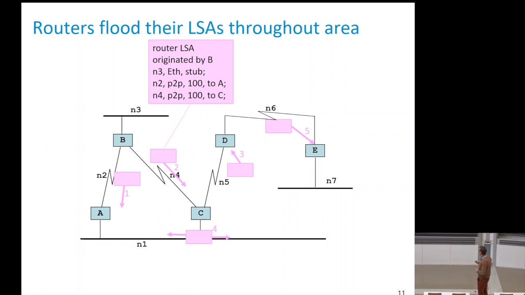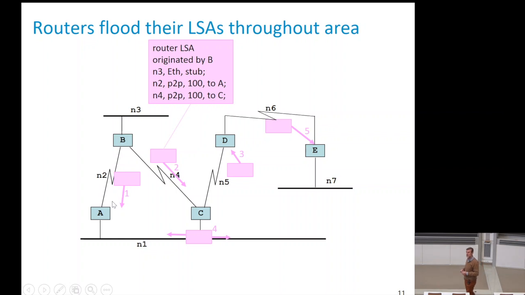Then, when B starts, it will flood its local information to all the neighbors. So, for example, it will send to A this information that is in its interface database. It will send it also to C. Now C will receive it from B, and flooding means both A and C will repeat it. So C will repeat it to A via N1. So A will receive this information first hand from B and second hand from C.